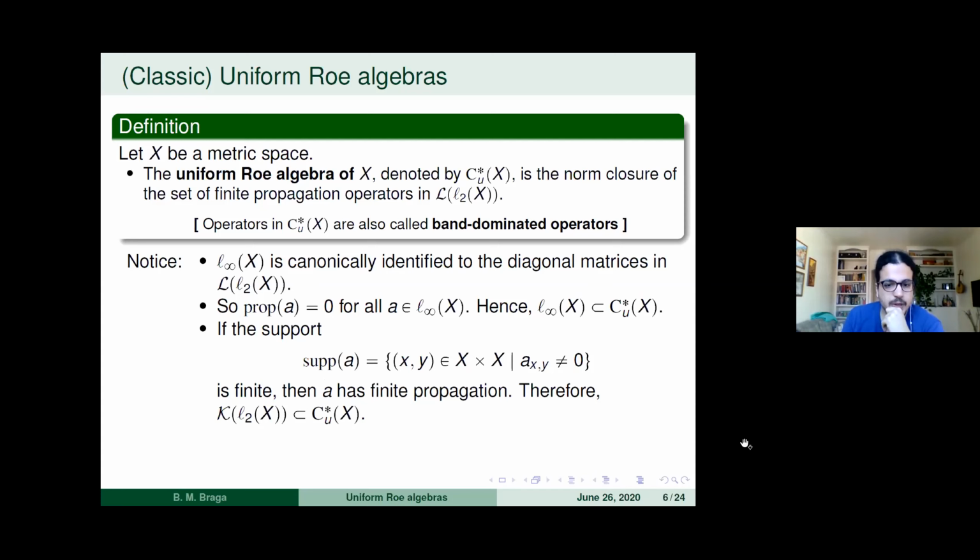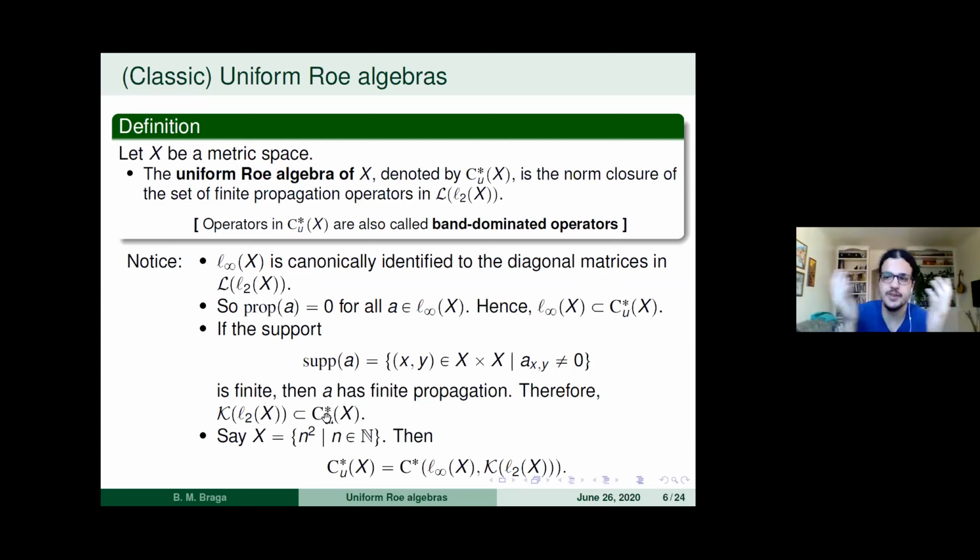And one quick thing is, it's hard to give a concrete description of the uniform Roe algebra. If the space is finite, then it's very simple: if you have finitely many points, every operator has finite propagation. So if you have n points in your space, the uniform Roe algebra is just the n by n matrices. But if it's infinite, then it's very complicated. But in this case, it's still easy. If you look at this space here, another description is the coarse disjoint union of singletons. The only thing we care about here is that they are getting farther and farther from each other.